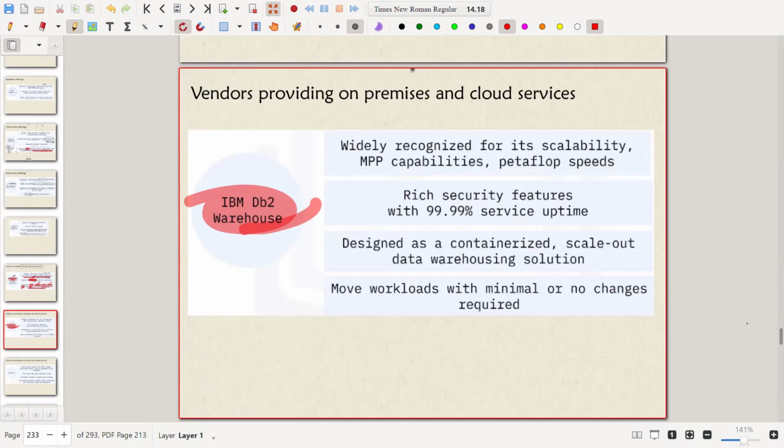So you can see it is very useful in scalability. Petaflop speeds, a high speed approach, whatever data analytical tools you submit, it can do very fast. However, you can also see rich security features. 99.9 service time, same as your Google BigQuery, right? Fine. Move workloads with minimal or no changes required.